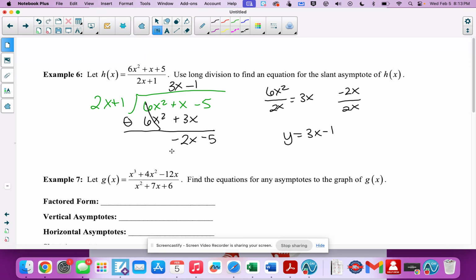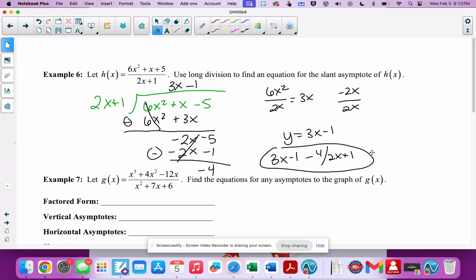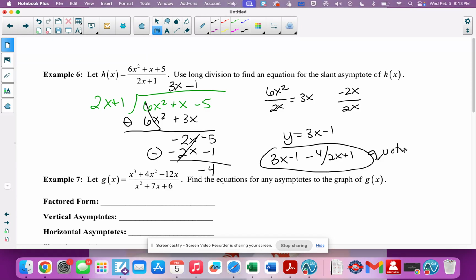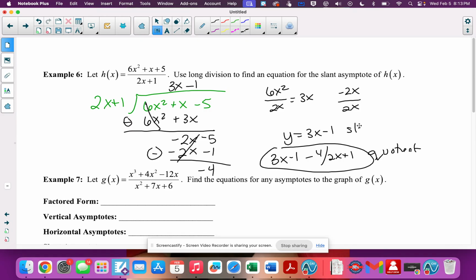If you keep going, you're going to get negative 2x minus 1. And if you subtract, negative minus negative would be gone. Negative 5 minus negative 1 would be negative 4. So if you actually needed the remainder, like we talked about when we were doing long division, it would be negative 4 over 2x plus 1. This is if they want the entire quotient. But if all you want is your slant asymptote, you can stop once you get to your y-intercept, because the first term is going to give you your slope, and the second term is going to give you your y-intercept, and you can actually stop there.